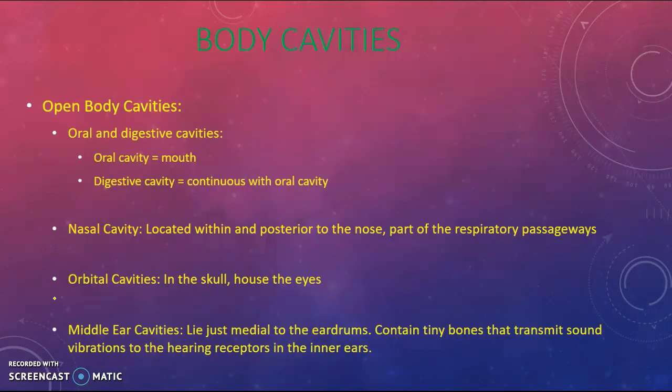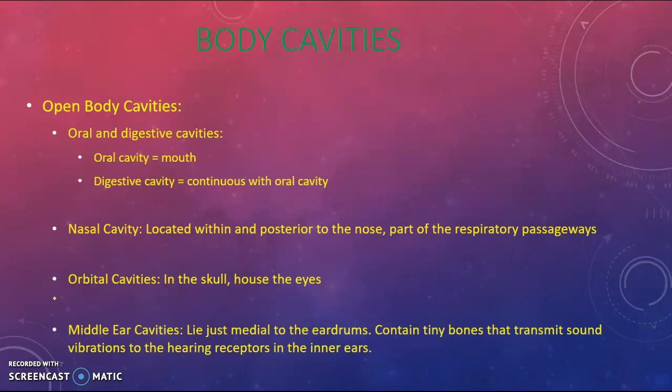Then we have open body cavities. These are body cavities that lead to the outside environment. So first is going to be the oral and digestive cavity, which starts at your mouth and goes through your entire body up until the anus.